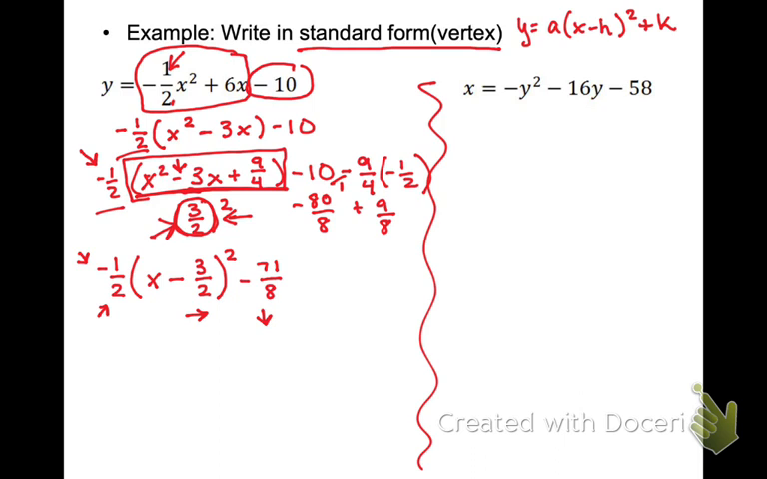So x equals negative y squared minus 16y minus 58. I'm pretty sure that should have been y, but we're going to just treat it like it is. Okay? So the first thing is I kick out that negative 58.